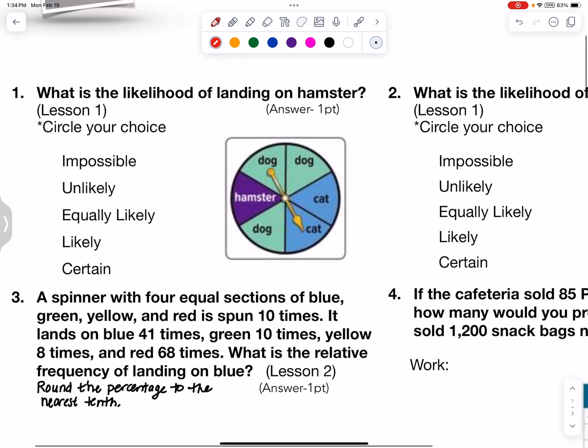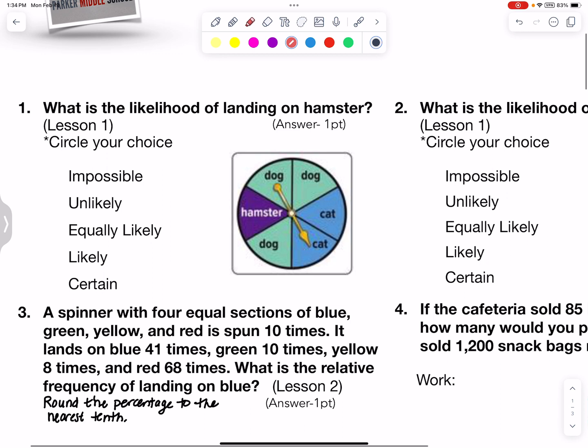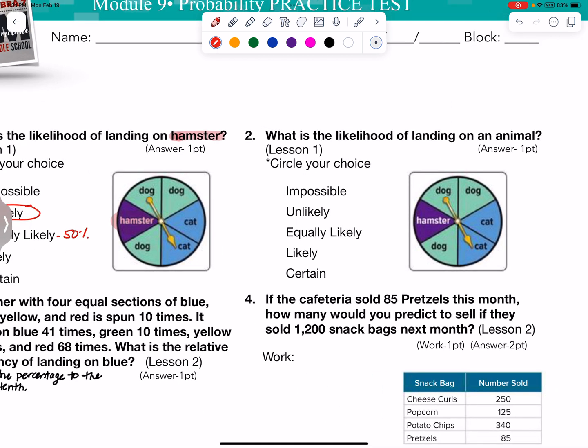Always focus on what the outcome is that you're paying attention to, which is landing on a hamster. Well, since there's only one hamster out of all this, it would be unlikely to land on a hamster. Remember, equally likely is a 50% chance, and so anything above or below that would be one of those other options. All right, what is the likelihood of landing on an animal? Well, they're all animals, so that would be a certain 100% chance of that happening.